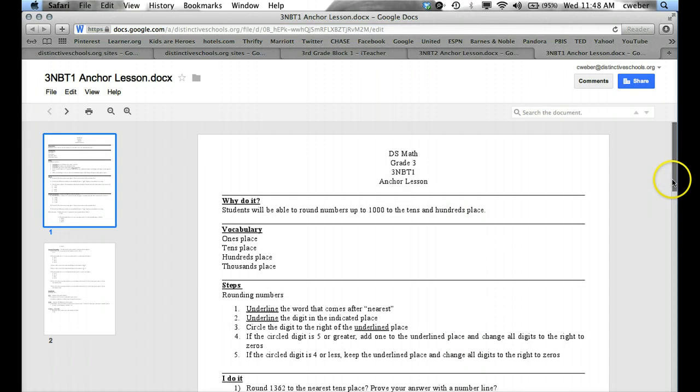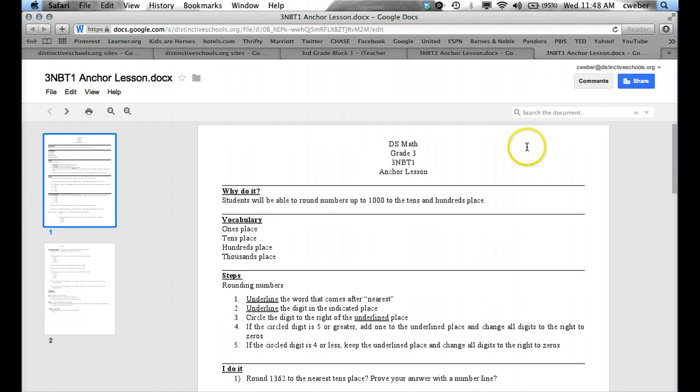Here we go. So you can see the format of these lessons is the same no matter the grade. It says DS Math, grade 3, the standard, and an anchor lesson. Notice the objective. Why do it? And it's in student-friendly language, and it's very concise. Then there's vocabulary identified. Now, you would probably have some chart paper, or on your smart board you would maybe illustrate and have students illustrate in their math journal or notebook where the ones place, 10 place, hundreds place, and thousands place is. And certainly you're going to use this vocabulary throughout the lesson, but just a good reminder that we don't want to skip that important step.